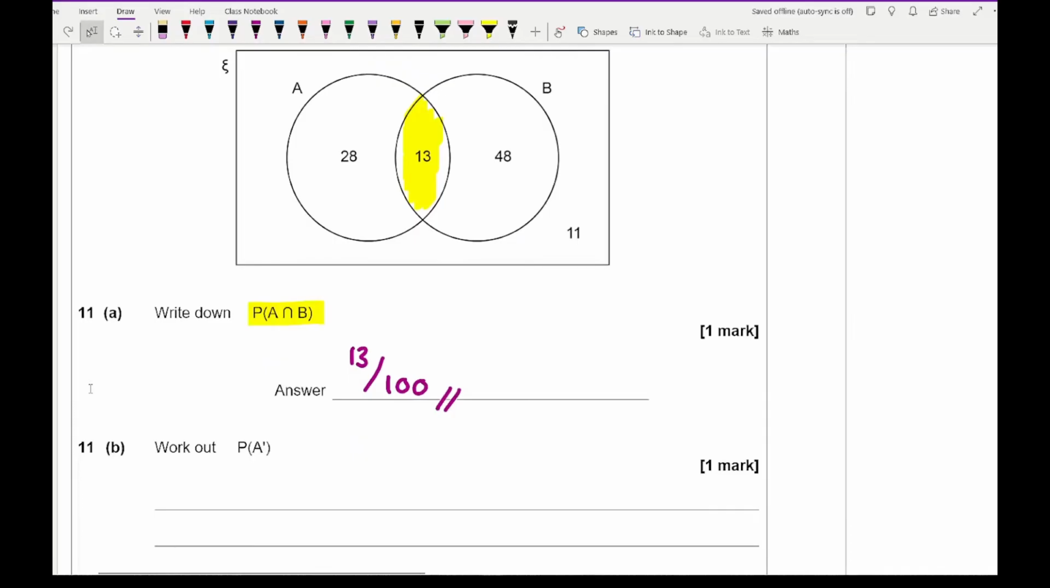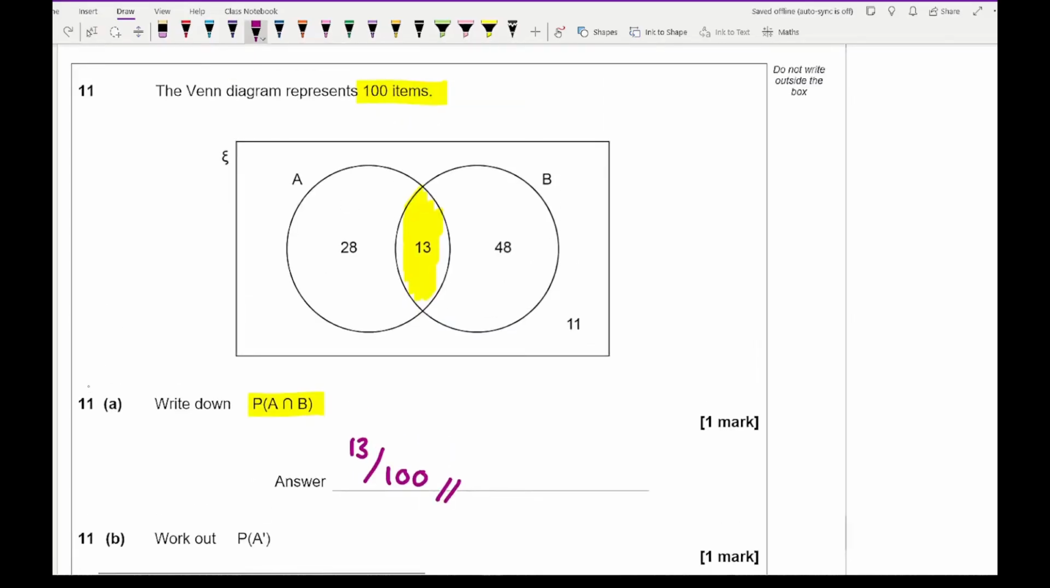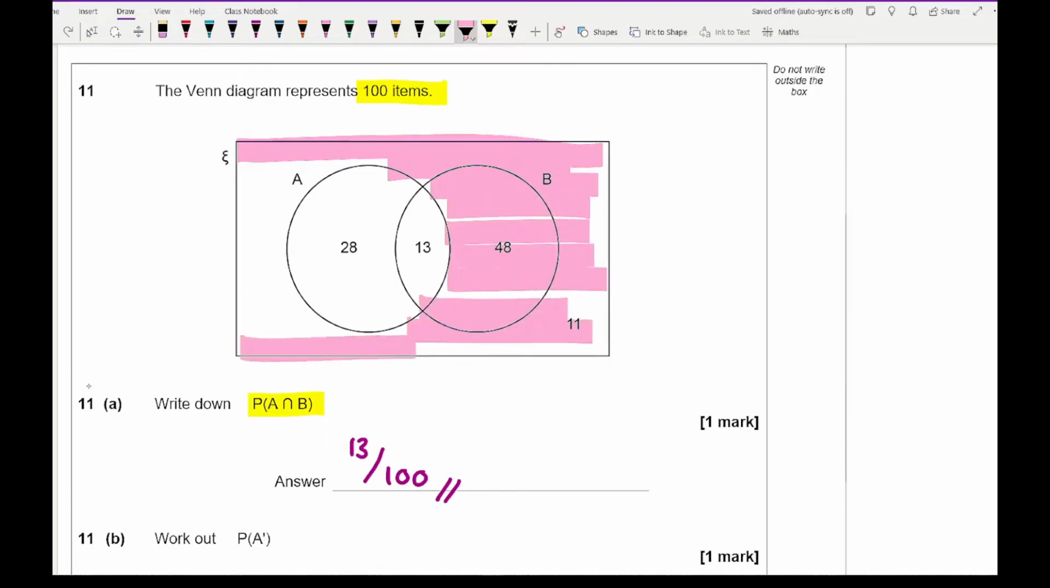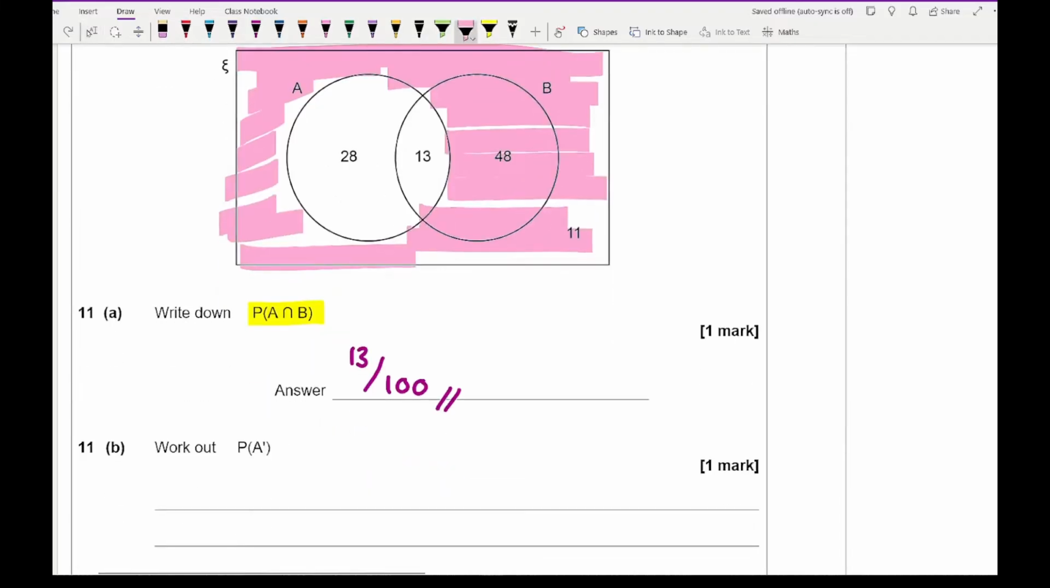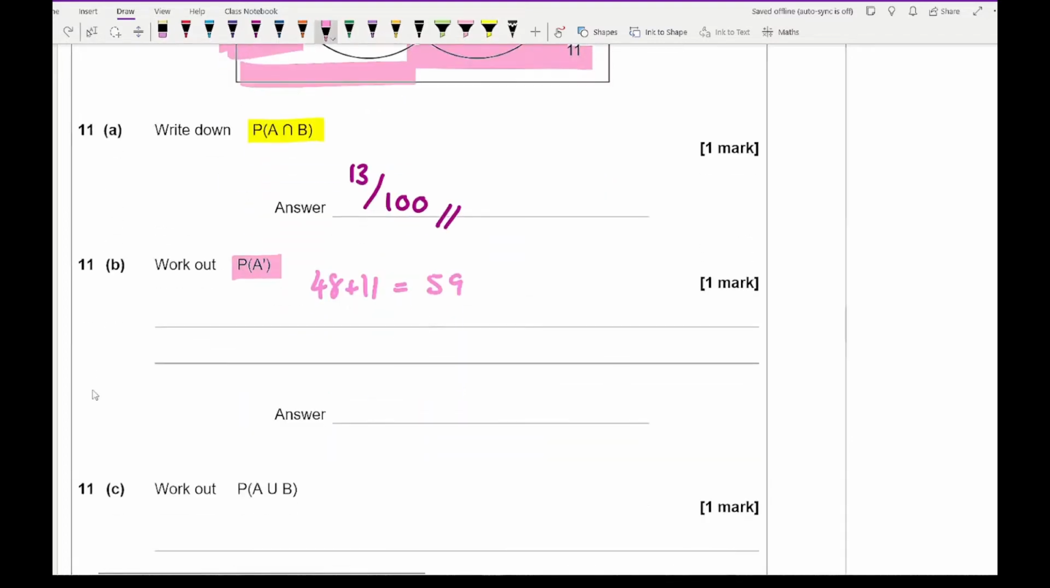It then says work out the probability of not A. Now not A, if I just remove the colouring of that, is basically everything that is outside the circle of A. So it's going to be this section here in pink. So that, if we add up the numbers, is 48 plus 11, which gives me 59. And so the probability is going to be 59 over the grand total, which is 100, which can't be simplified.